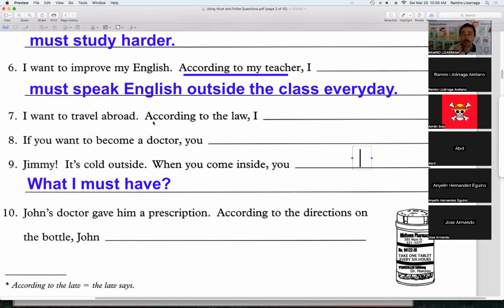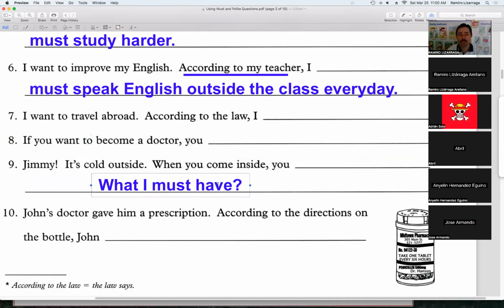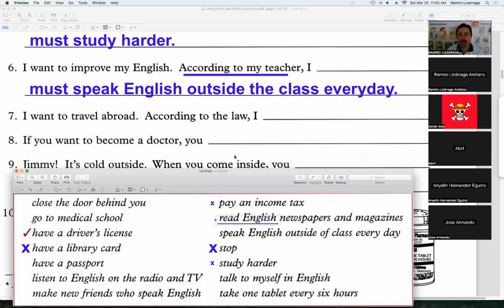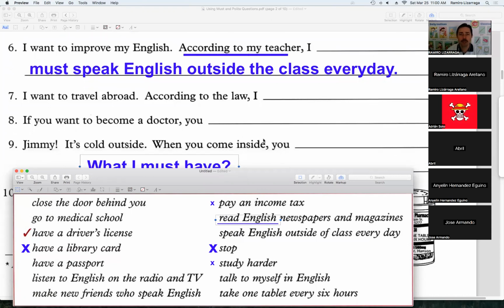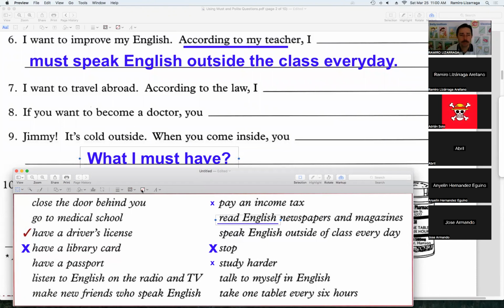So if I want to go, for example, to England, if I want to go to Australia, Japan, so according to the law, what I must have. Piensa la pregunta, what I must have according to the law. Who can tell me, please, what I must have? I want to travel to another country. What I must have according to the law? Please tell me. A ver, ¿quién tiene la opción? What I must have.